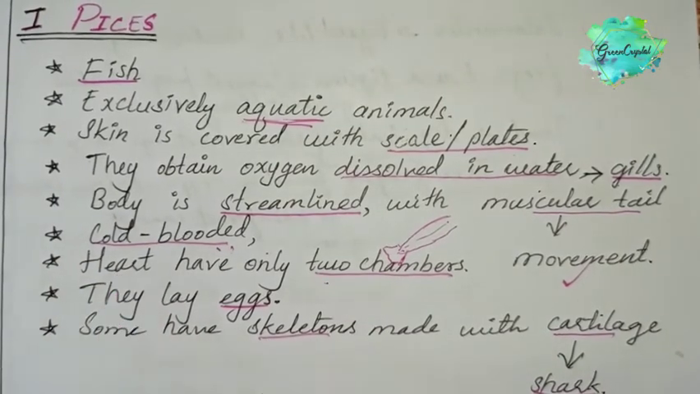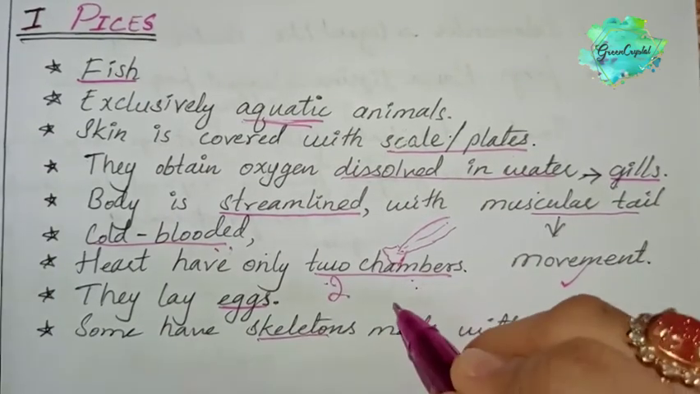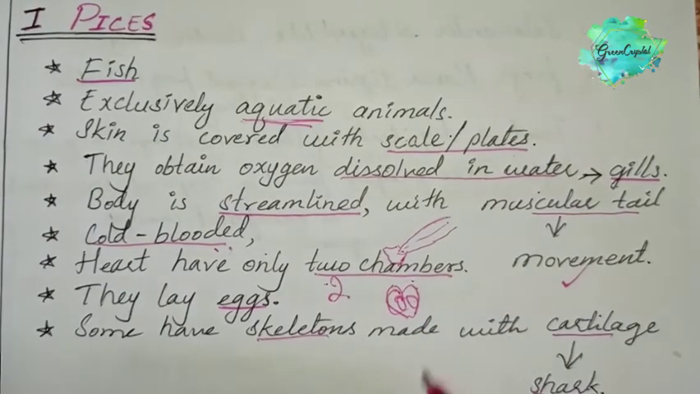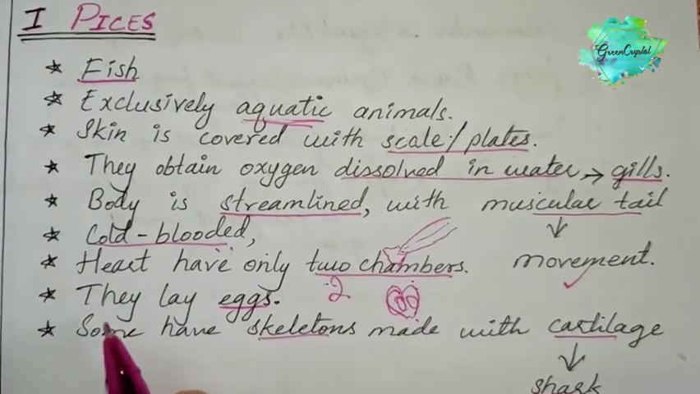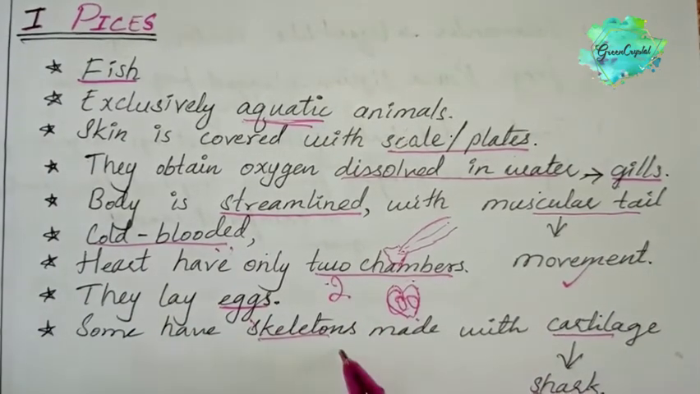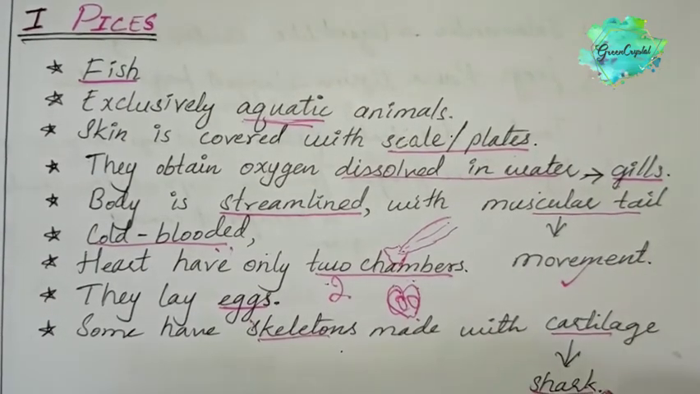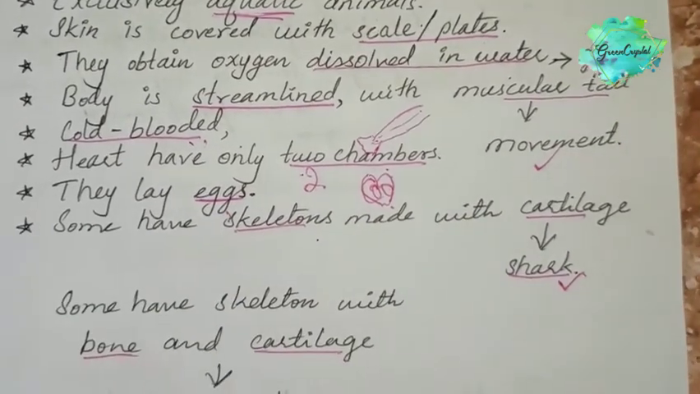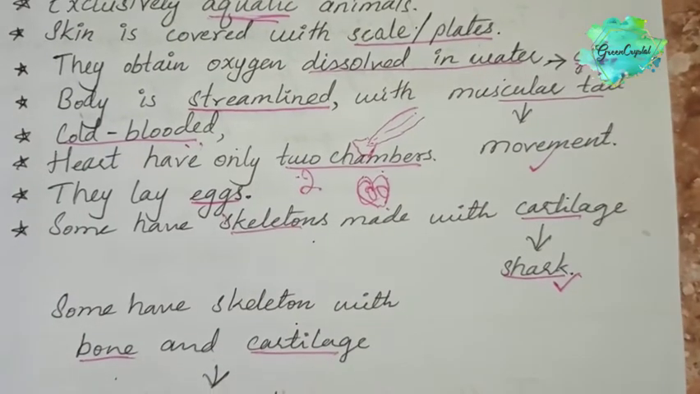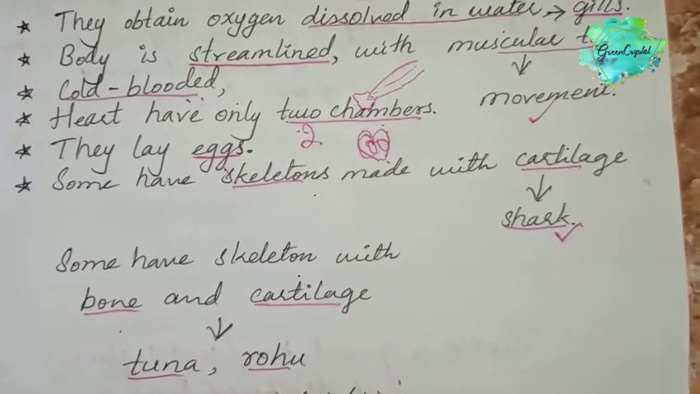So now the next point is: the heart has only 2 chambers. Only 2 chambers, remember it, and they lay eggs. Some of them have a skeleton made of cartilage, for example shark, and some have a skeleton of bone and cartilage also. A skeleton with bone and cartilage, examples are tuna and rohu.